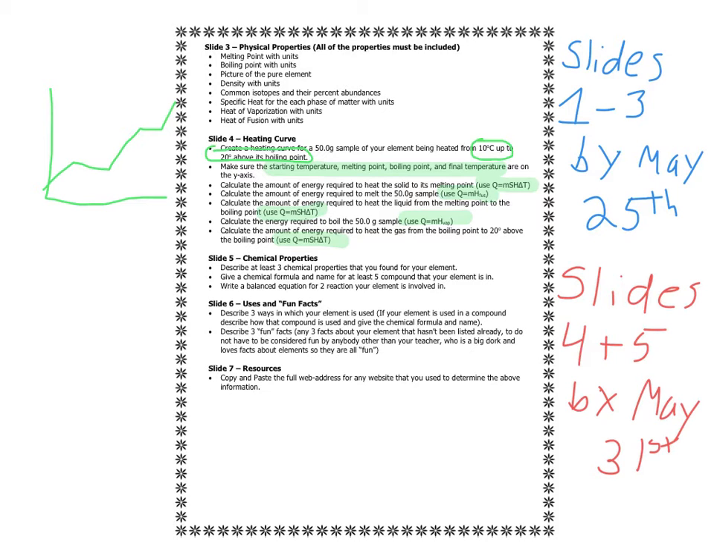But maybe your element hasn't been used too much in the last 50 or 60 or 100 years. So just do what you can, but 3 ways your element can be used, even if it's a compound of your element. Your element still gets used in those compounds. So if you had sodium, one of the ways sodium gets used is in table salt to help flavor foods. Yeah, it's not pure sodium, but your element is used in sodium chloride or table salt, that would count. And then finally, 3 fun facts.